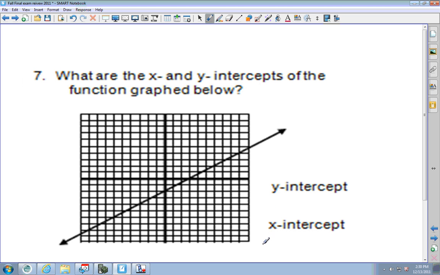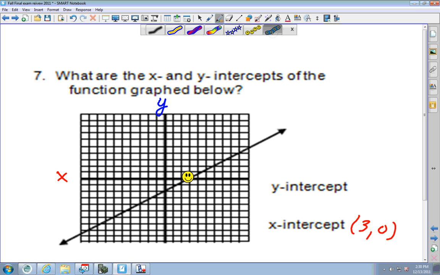Next one. It says, what are the x and the y intercepts on the graph? Well, let's see here. We know that the x is the horizontal right here. Here's where it crosses. This is my x-axis, and that is over here at (3, 0). My y-axis, let me go back a second. My y goes up and down. So my y-axis, y-intercept, it crosses right here. Well, that is (0, -2).